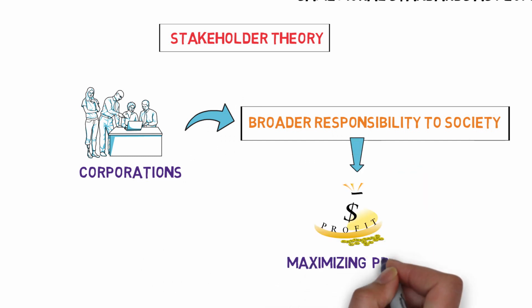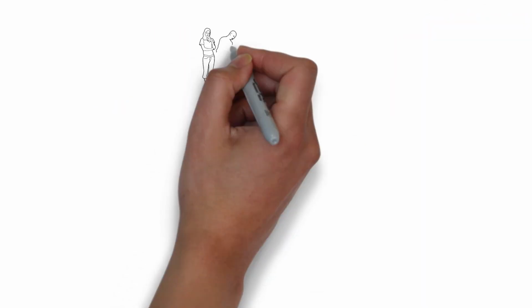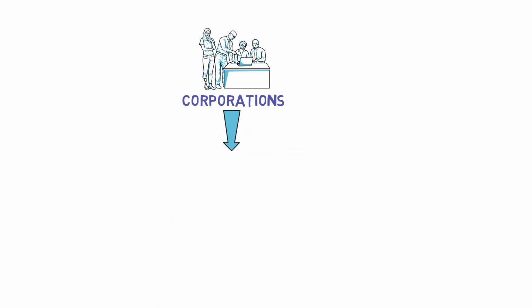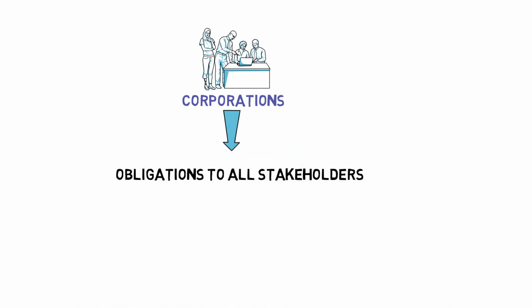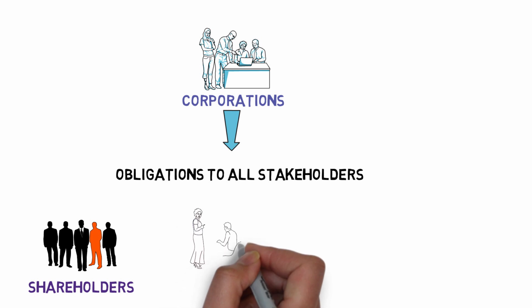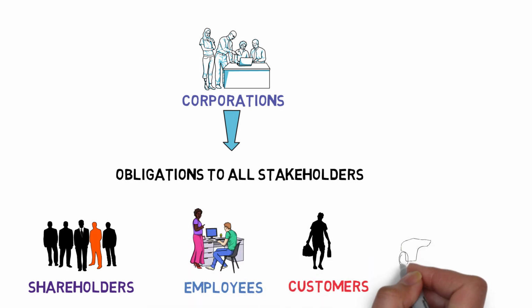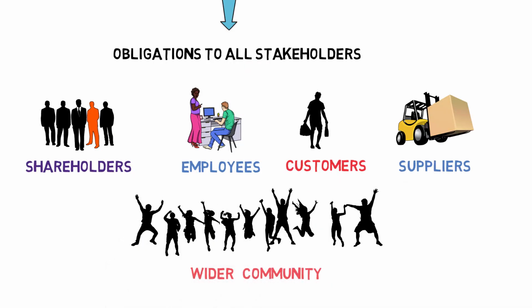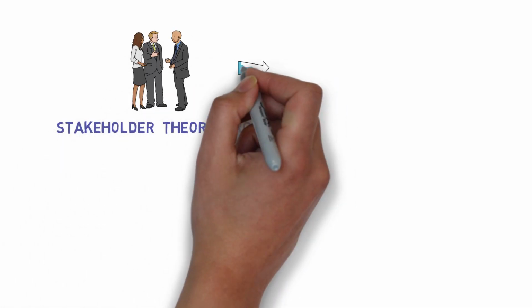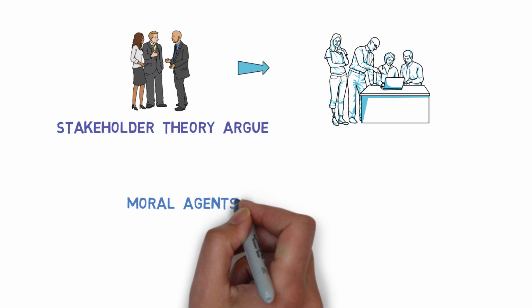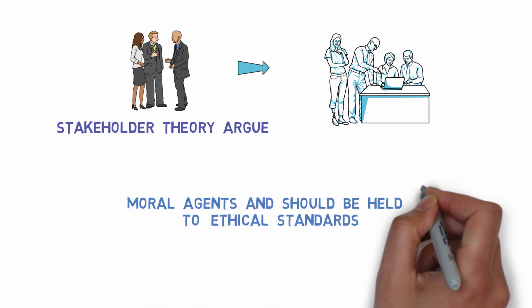Stakeholder theory, on the other hand, holds that corporations have a broader responsibility to society beyond simply maximizing profits. This theory asserts that corporations have obligations to all stakeholders, including shareholders, employees, customers, suppliers, and the wider community. Supporters of stakeholder theory argue that corporations are moral agents and should be held to ethical standards.